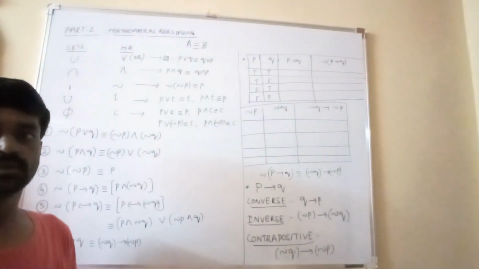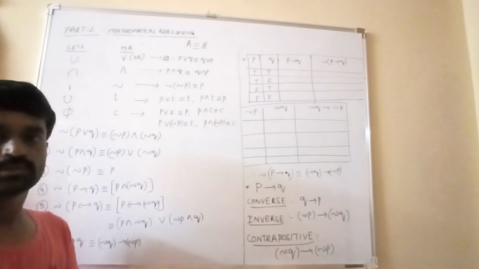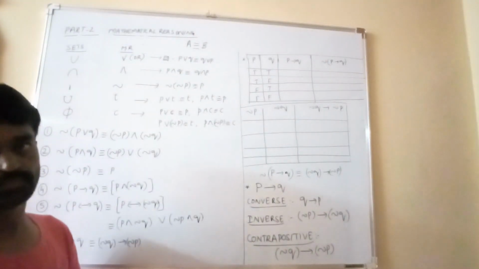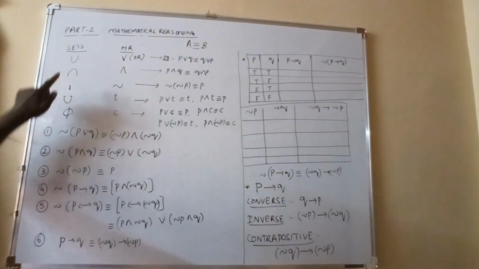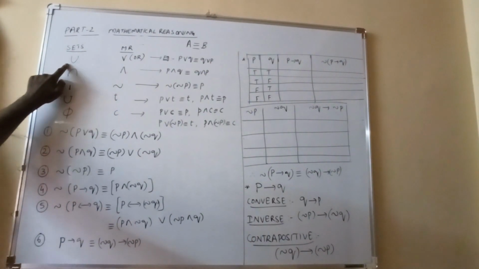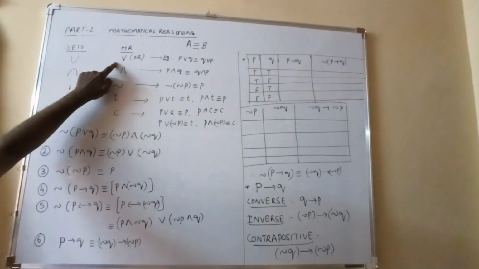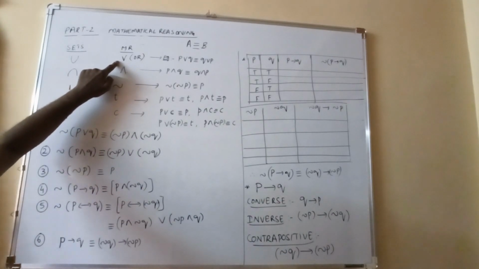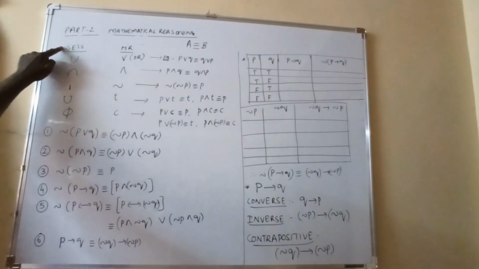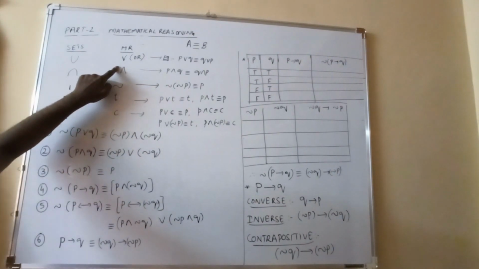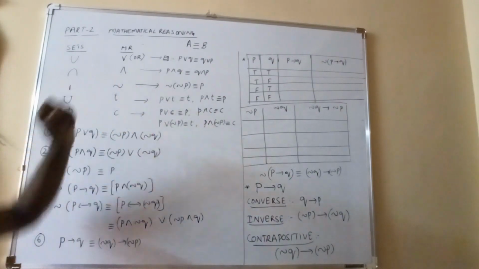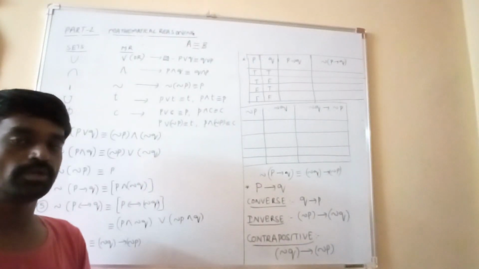Next, before going to discuss some properties, there is some relation between mathematical reasoning and sets. In sets, union is just like OR in mathematical reasoning. Whatever properties hold for union, the same properties hold for OR. In set theory, union; in mathematical reasoning, OR. Similarly, intersection, AND. In case of union, the commutative property holds.